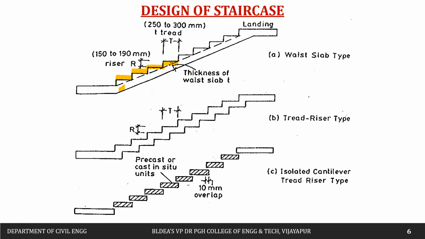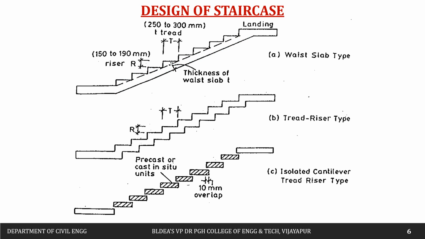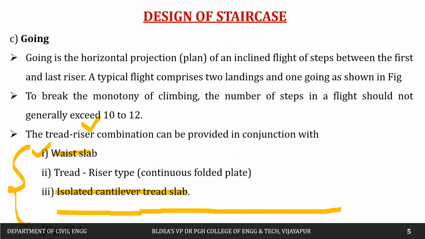So this can be provided with the waste slab. Here you can see at the bottom the distance from this dotted line to this, we call it as a waste slab. So here what happens is that the waste slab has been provided along with this riser and tread. The second one is the riser and tread type.